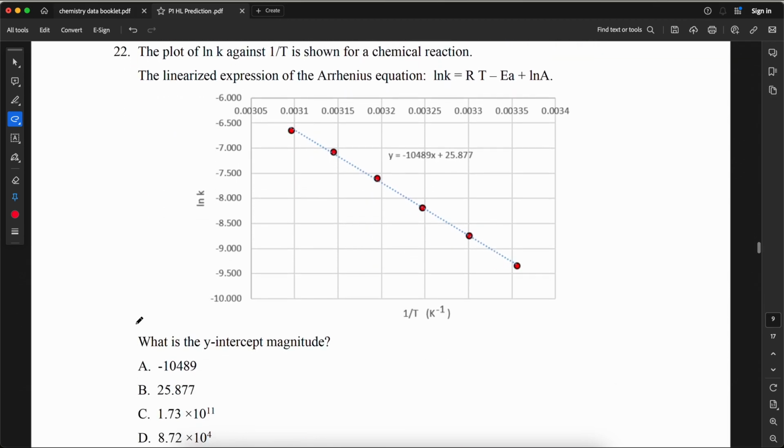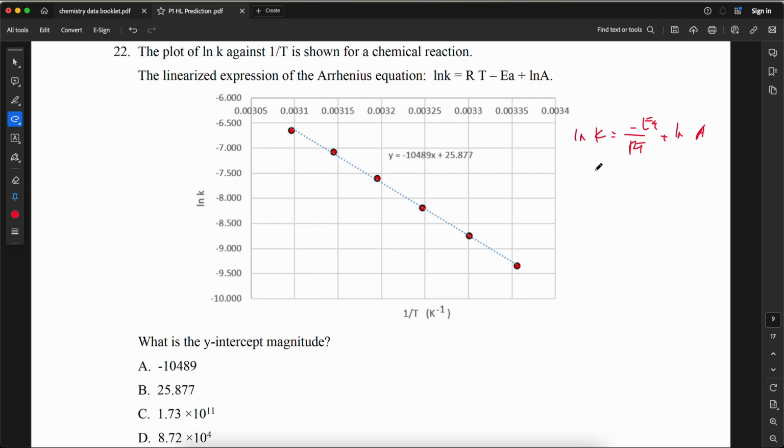The plot of ln K against 1/T is shown for a chemical reaction. The linearized expression of the Arrhenius equation is ln K equals negative EA divided by RT plus ln A. To determine the magnitude of the pre-exponential Arrhenius factor, it can be deduced from the y-intercept.